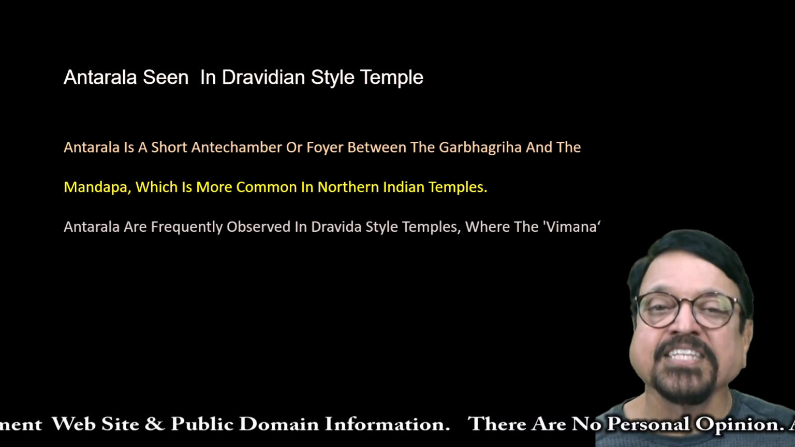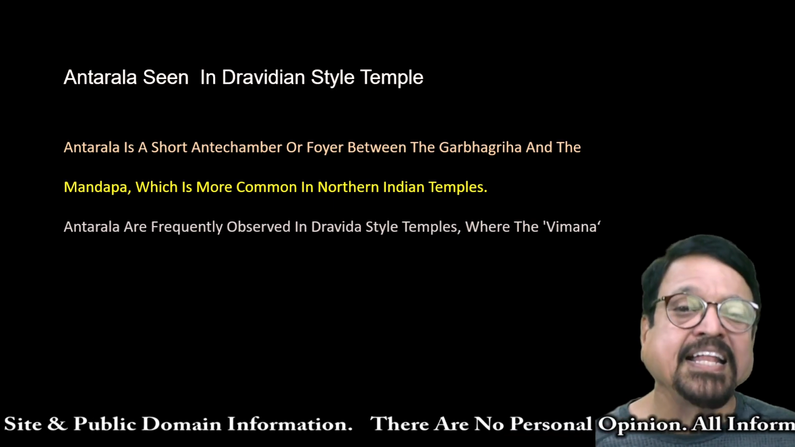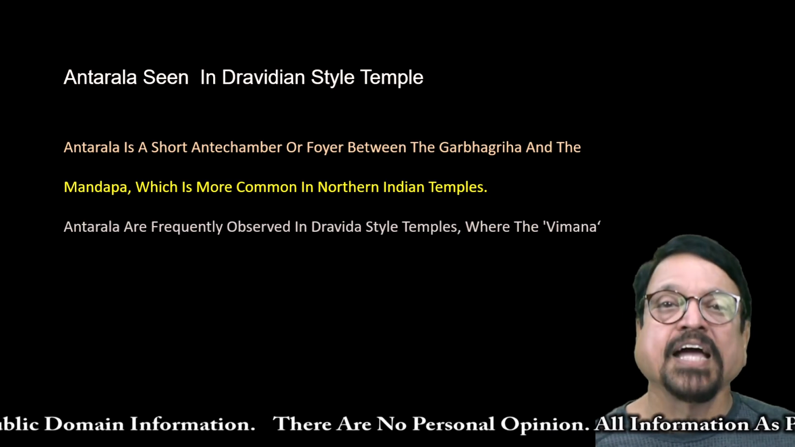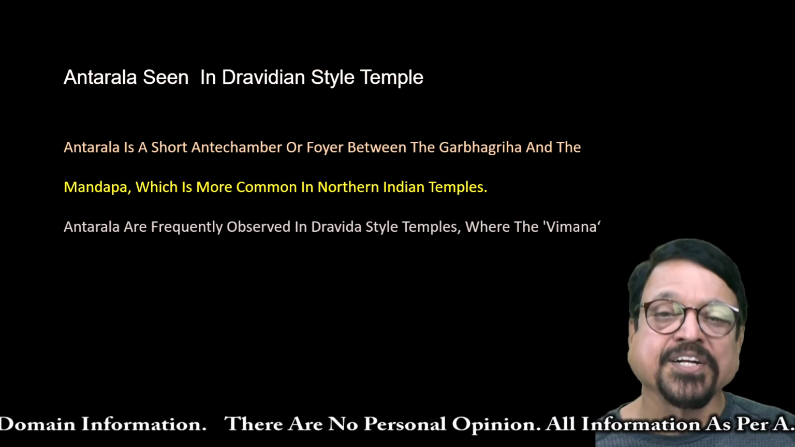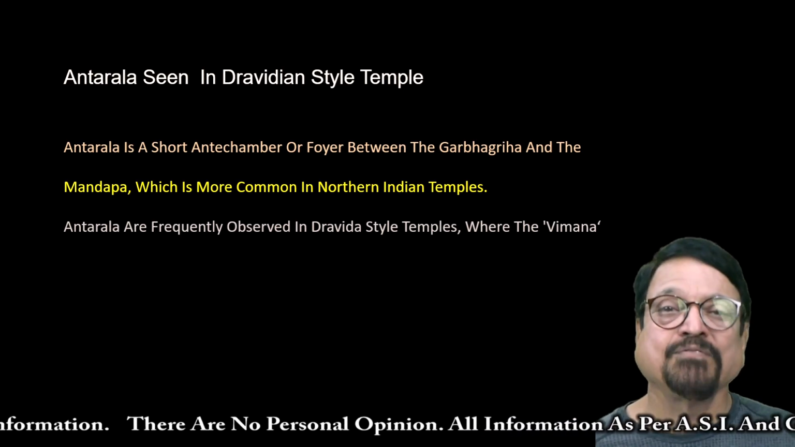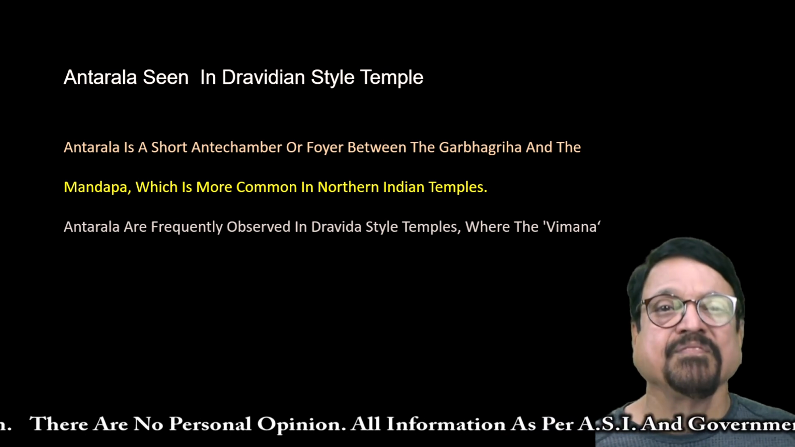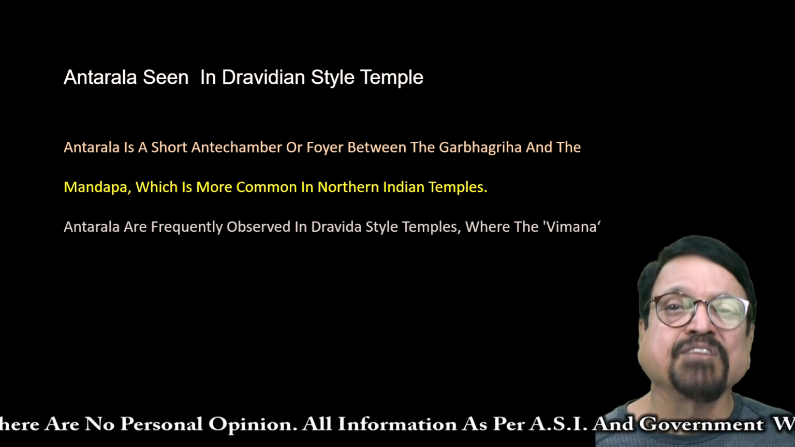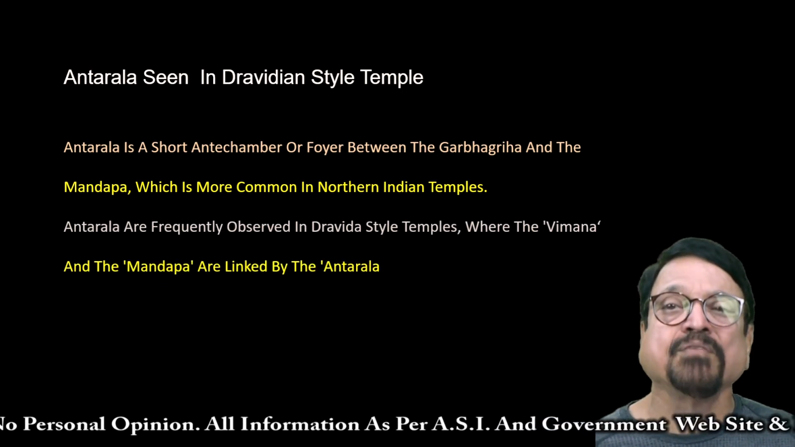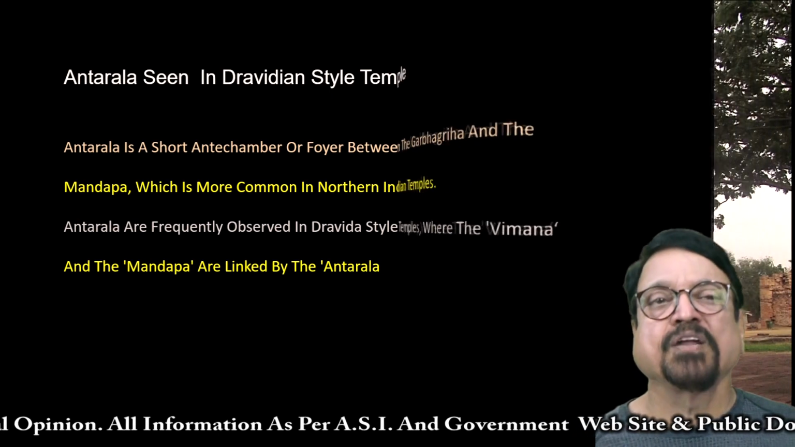Now the first evidences you will find when Dravidians had adapted Antarala are in Mahakuta, that is near Aiholi, because Aiholi was considered as a laboratory of the temple architecture. So they introduced it, and from that onward it became popular in their architecture. Now, Antarala are frequently observed in Dravidian style of temples where the Vimana and Mandapa are linked by an Antarala, that is an antechamber or a vestibule.